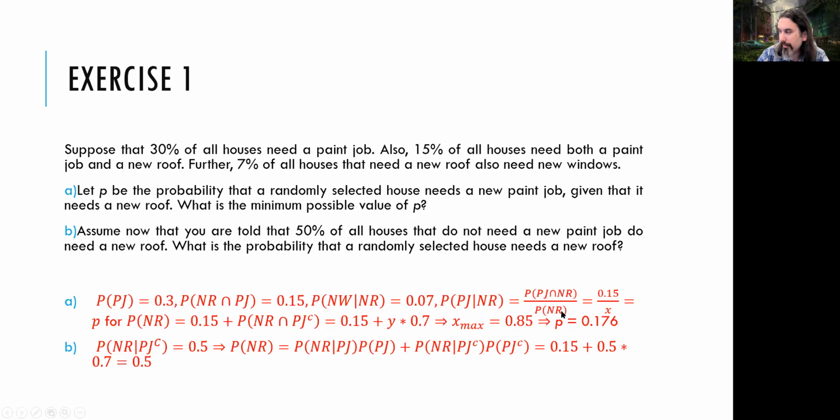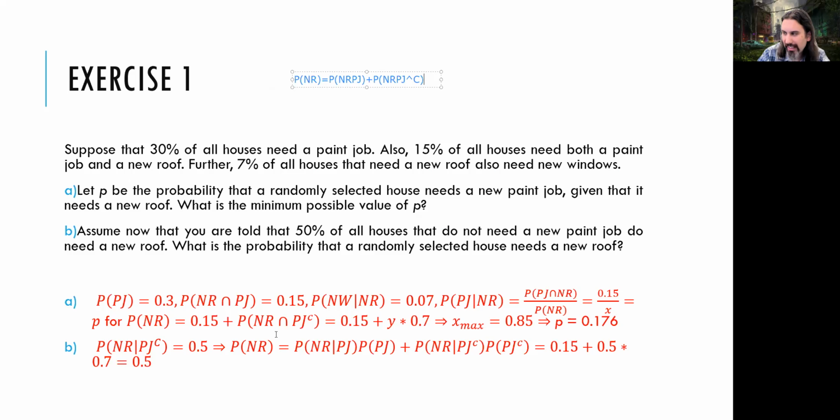So we know that this part, P of NR is equal to P of NR and PJ plus P of NR and PJ complementary. Now, NR and PJ is here. This is the intersection. So we write 0.15, sorry. And then we're going to have to find out this one. Now, NR and PJ complementary, we already know that PJ complementary is 0.7.